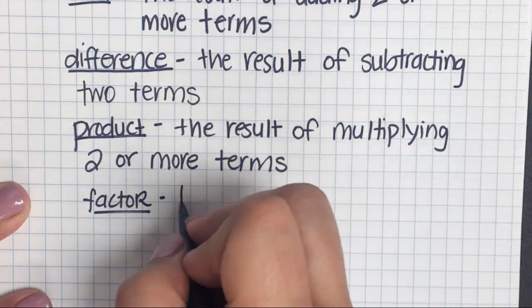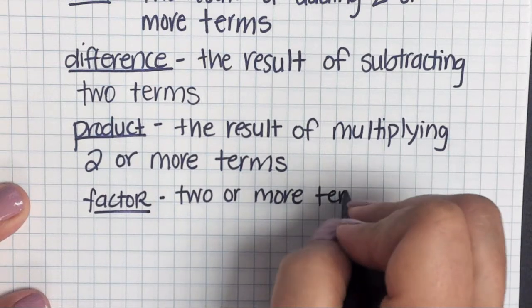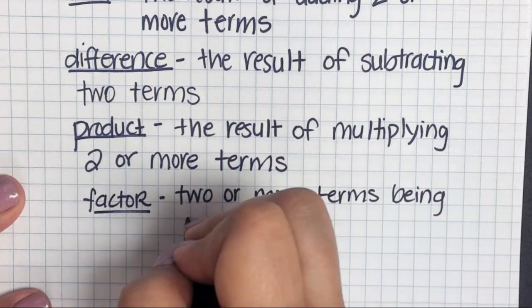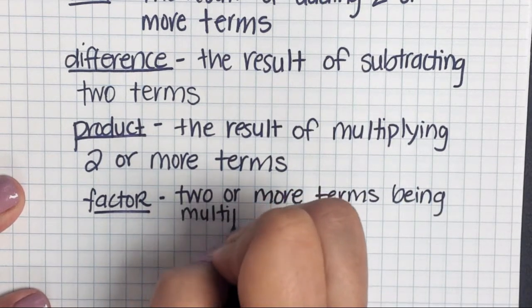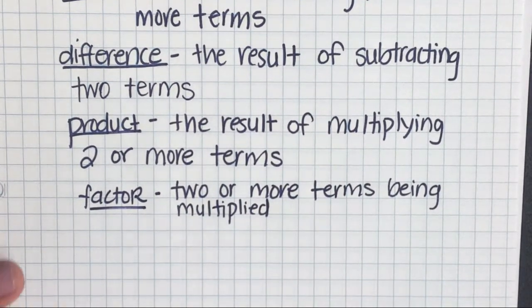And factors are 2 or more terms being multiplied. Now, factor actually has like a little second definition. If you have the factors of 7, what are my factors of 7? Anybody? 14. Careful, because those are multiples. Think the opposite direction. 1 and 7. So 1 and 7 are my only factors of 7.